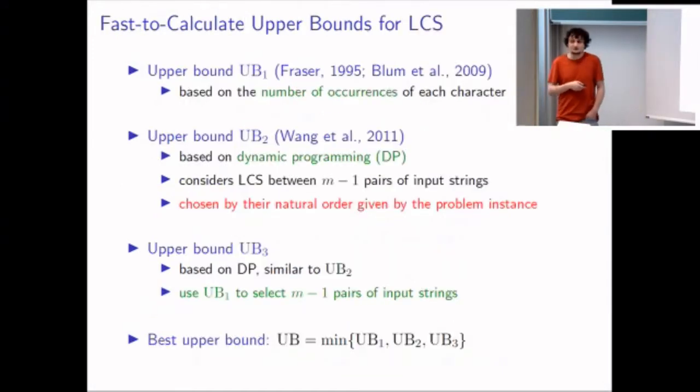There are also fast to calculate upper bounds available for this kind of problem. We use these upper bounds to guide our compilation process for the relaxed decision diagrams, so I want to briefly describe them here. The first upper bound was suggested by Fraser and later improved by Blum and others and is based on the number of occurrences of each character. The second upper bound is based on dynamic programming. We select here a set of pairs of input strings and compute the longest common subsequence between them. For 2 input strings, we can do this efficiently in polynomial time. The third upper bound is actually a contribution by our own, but because of the lack of time, I don't want to talk about the details of this upper bound. Just let me say that it's similar to the second upper bound, so it's also based on dynamic programming, but we select the pairs of input strings in a different way.